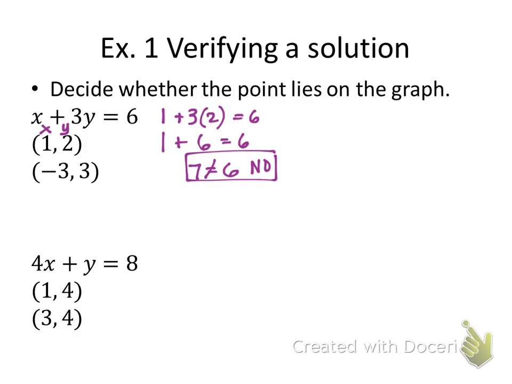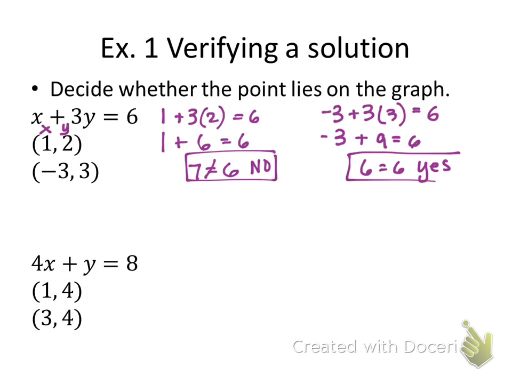So we know that the ordered pair is not a solution. Now let's try the next one. Let's see if the next one works out. We have negative 3 plus 3 times 3 is equal to 6. Follow order of operations here. 3 times 3 is 9. What's negative 3 plus 9? 6. Does 6 equal 6? Yes, it does. There's our answer.